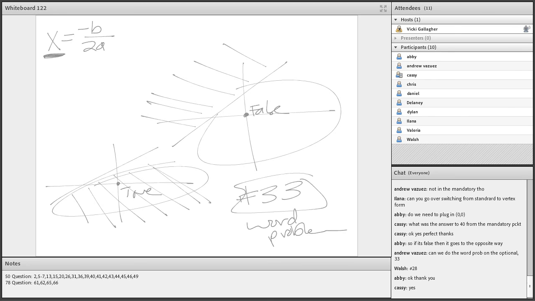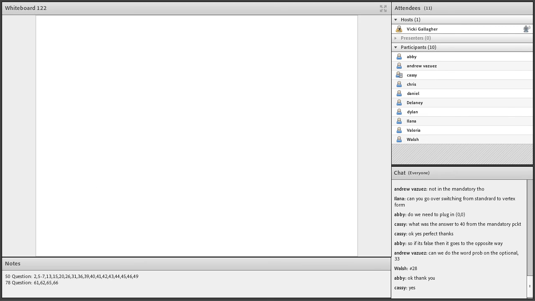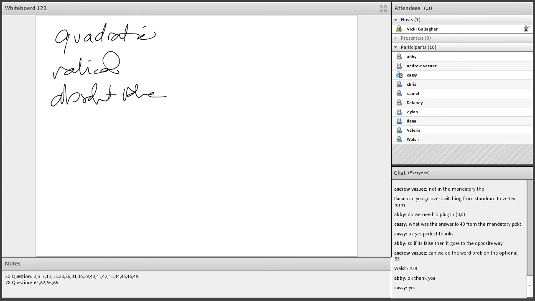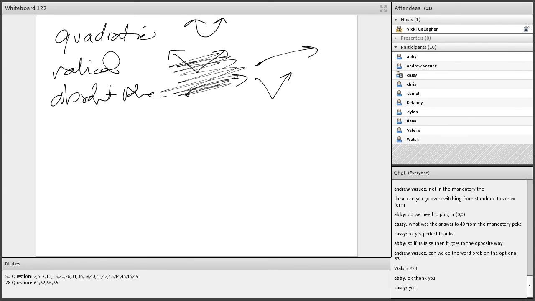So f of x versus y equals: if they tell you what type of problem it is, like it's a quadratic, it's a radical, it's an absolute value. Or if you look at the picture and you can tell it's a quadratic, a radical, an absolute value. So if you can tell what type it is, then you want to do the y equals format.